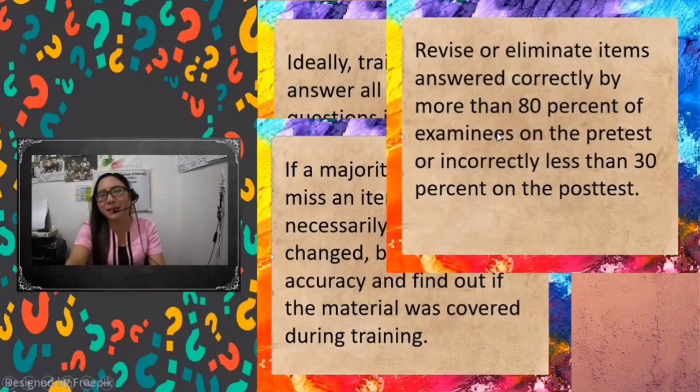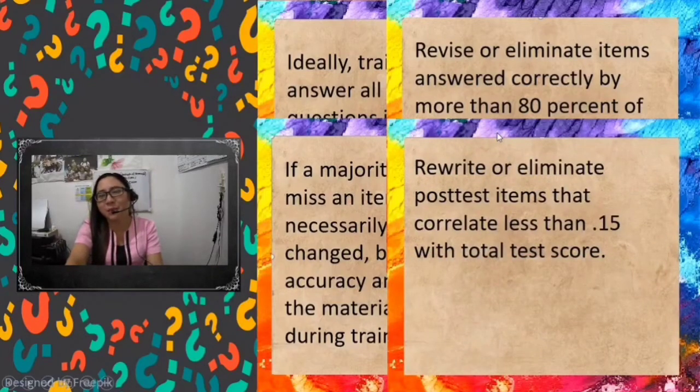Revise or eliminate items answered correctly by more than 80% of examinees on the pretest, or incorrect less than 30% on the post-test. Those answered correctly by more than 80% of examinees mean that it is too easy a question, because imagine, 80% of them got it right. That is an easy question. And incorrect less than 30%, because why did they make a mistake in that post-test? So definitely there is something wrong in the test. That is why most of them made a mistake.